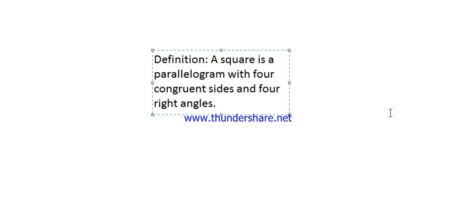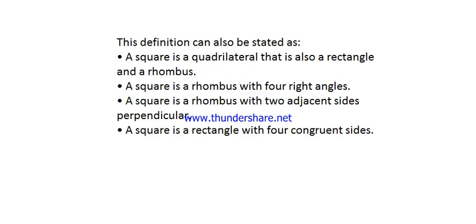definition. A square is a parallelogram with 4 congruent sides and 4 right angles. This definition can also be stated as a square is a quadrilateral that is also a rectangle and a rhombus. A square is a rhombus with 4 right angles. A square is a rhombus with 2 adjacent sides that are perpendicular. And a square is a rectangle with 4 congruent sides.